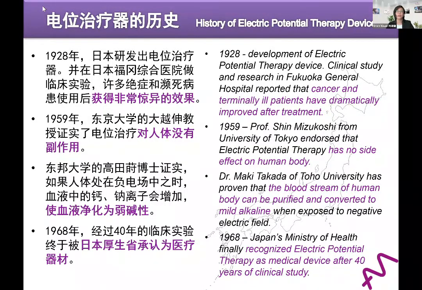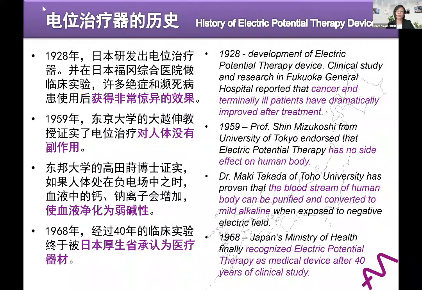1928, it's already 93 years. This technology has been around for a long time. So it's already proven. Who has proven it? Doctors, different doctors from Japan. And it has helped cancer and terminally ill patients with dramatic improvement after using.